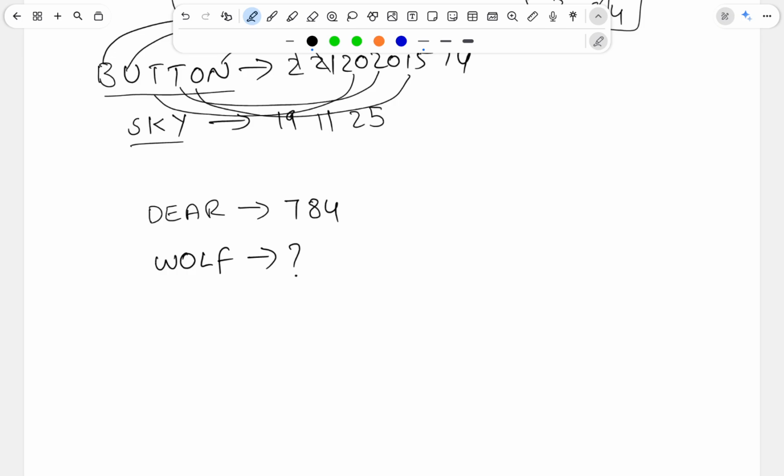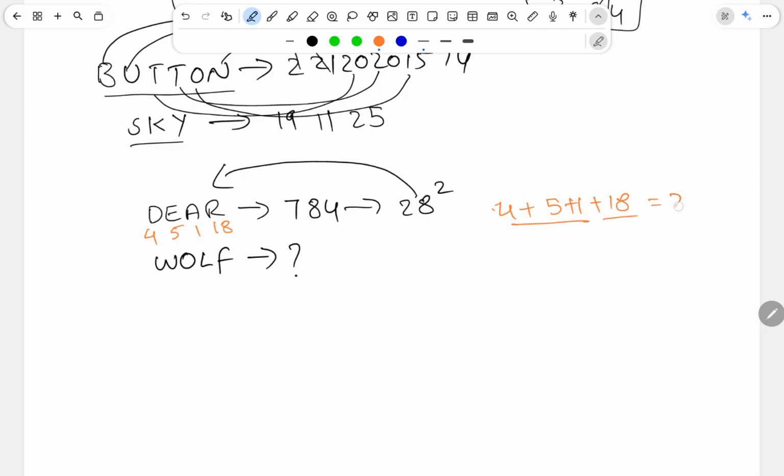Now deer. First of all, see that number 784. It is a perfect square. Of which number? 28. This is 28 square. But now how do we get that 28 from this word? D is 4, E is 5, A is 1 and R is 18. So 4 plus 5 plus 1 plus 18 is how much? 10 plus 18, 28. Okay, they added alphabet numbers.